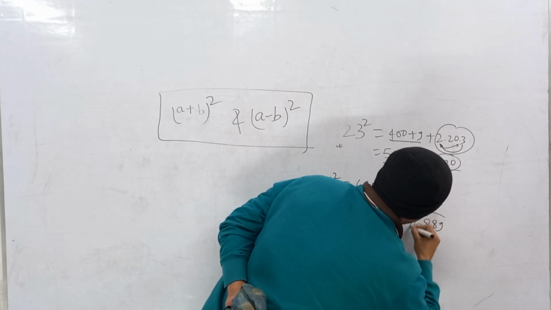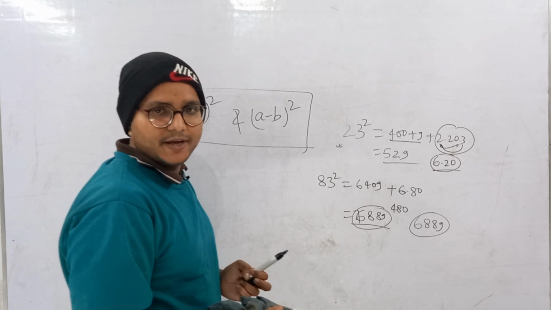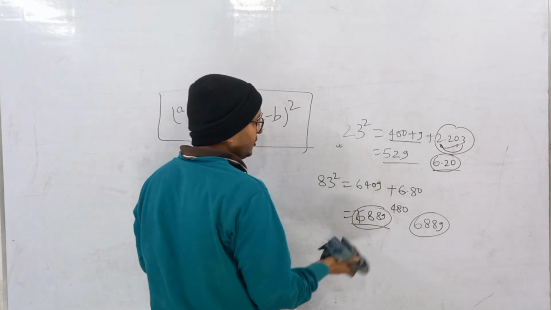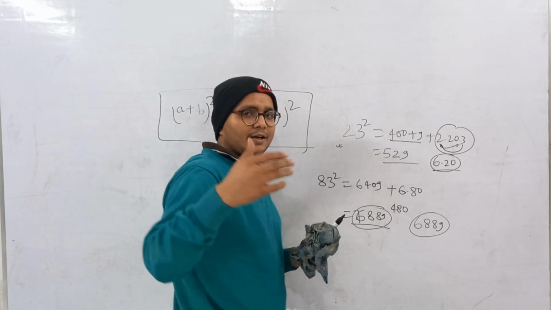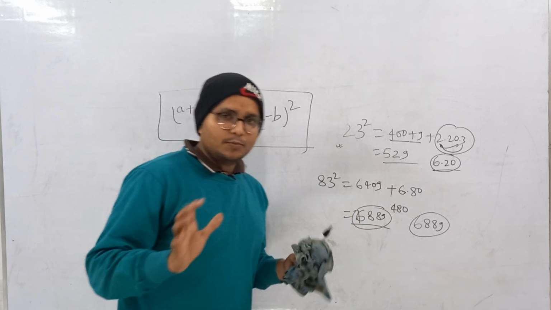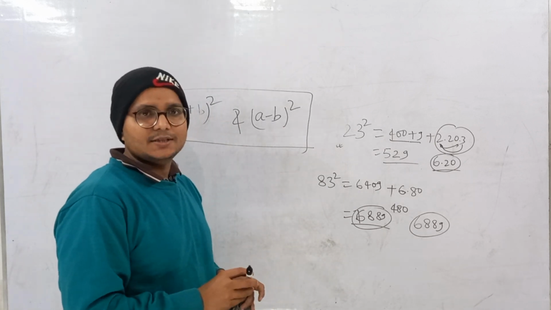So this is one of the basic methods through which you can find the square of any number in your mind, and it will take a little more practice. Once you do the practice, you will be able to find the square of any number. Now I am giving you a simple trick.